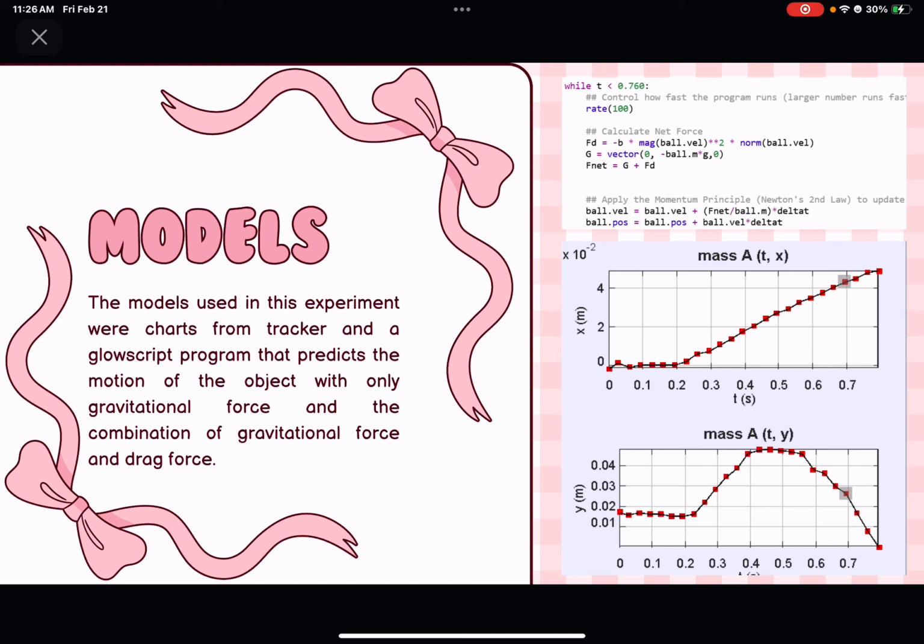Here are the models used in this experiment. There are charts from Tracker and a GlowScript program that predicts the motion of the object with only gravitational force and a combination of gravitational and drag force. You can see the code above, and you can see some of the Tracker charts below.